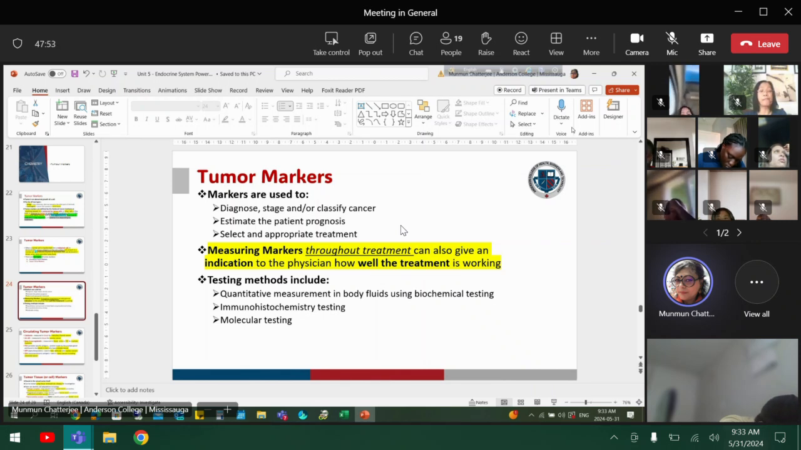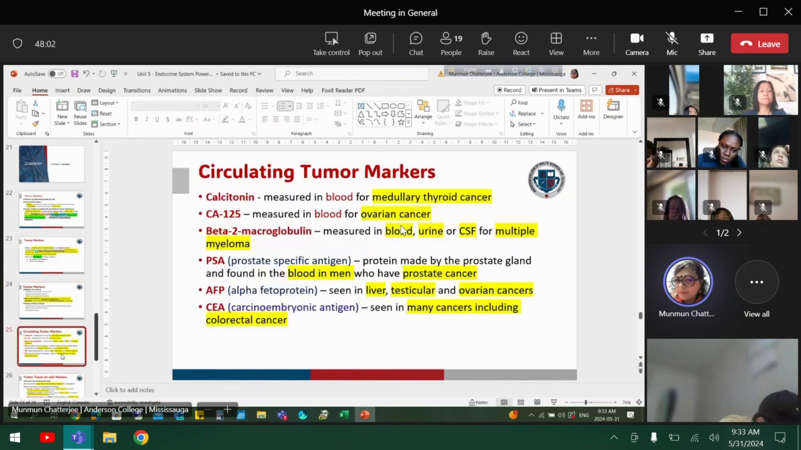And also, nowadays there are a lot of molecular testings. They can do PCR and other things. There are a lot of molecular testings. I am not going to detail the molecular testing.